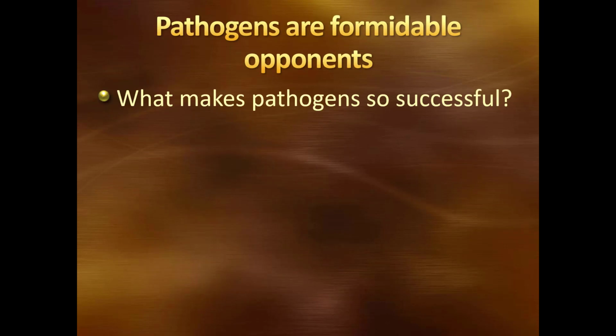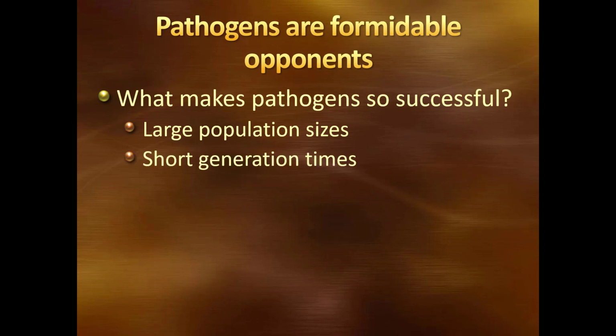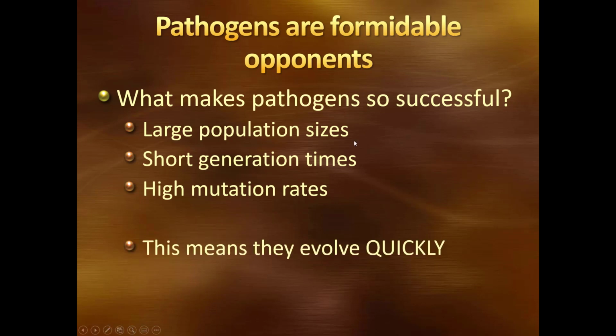So what is it that makes pathogens so successful? One of the things is that they have very large population sizes. So a typical colony of bacteria or a viral population size is huge. They also have very short generation times, and so they can produce more and more individuals in a very short period of time. And going along with that, they also have very high mutation rates. So those things together mean that in a very short period of time, you can accumulate a lot of different mutations. And what that means is they evolve very quickly. We looked at these things before in Chapter 1 when we were looking at HIV, and they, of course, apply here as well.